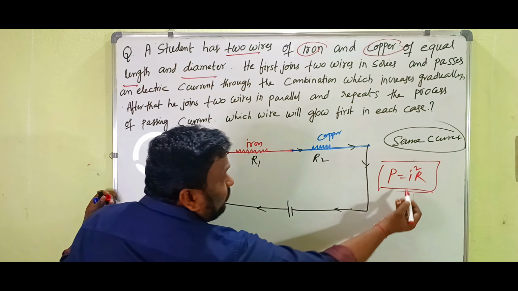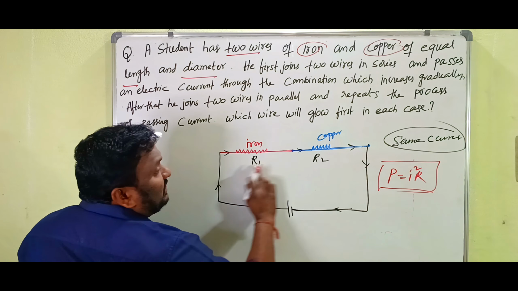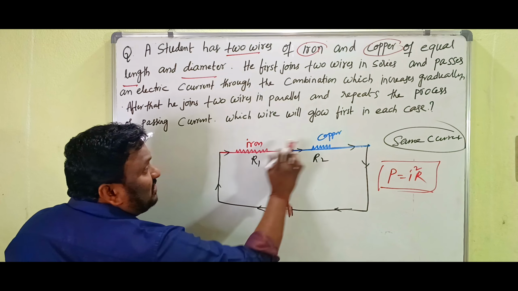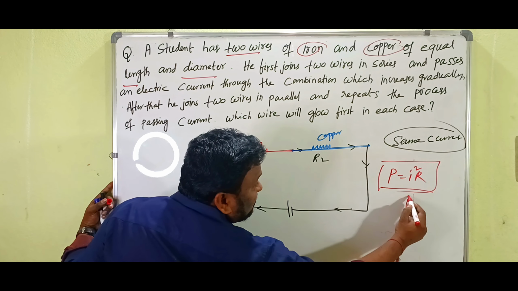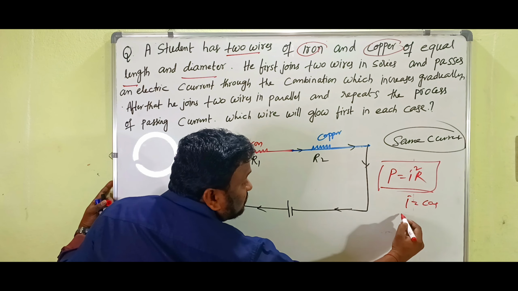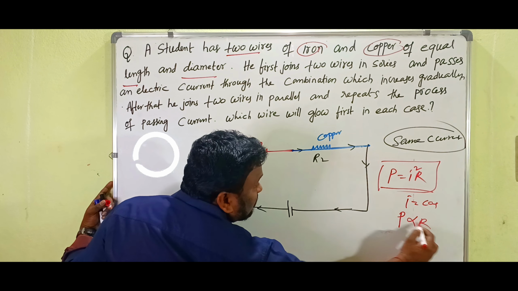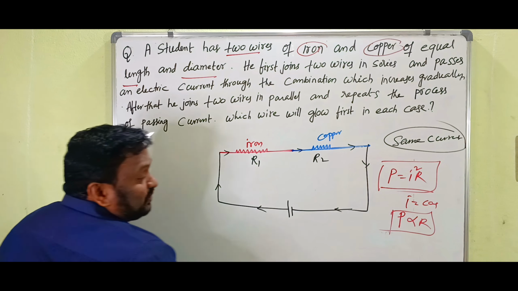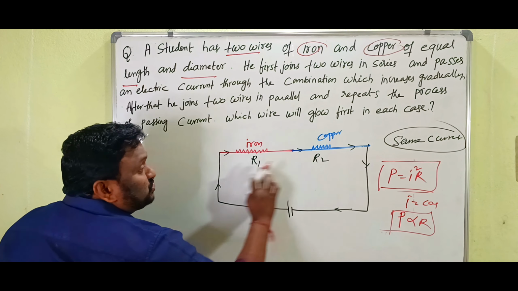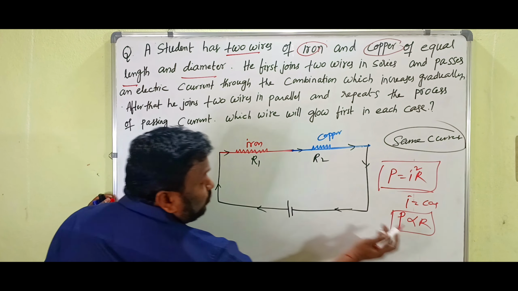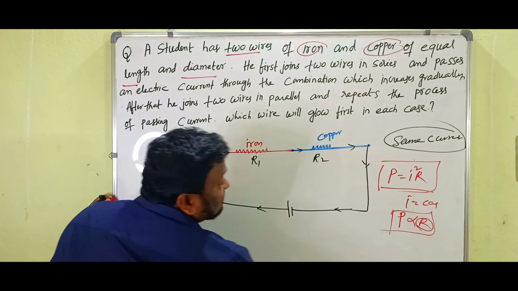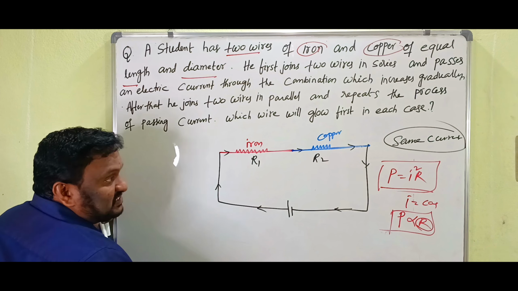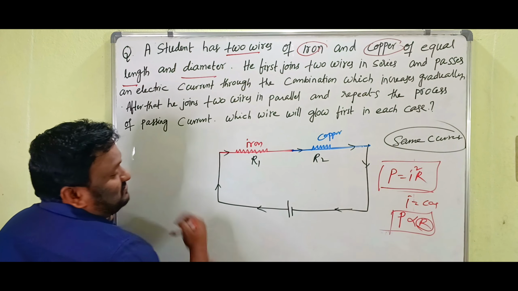Clear? So here the same amount of current passes through iron and copper. That's why I is constant. Then, write children, P is proportional to R. Among these two wires, the one which has more resistance will use more heat energy, and that is going to glow first.